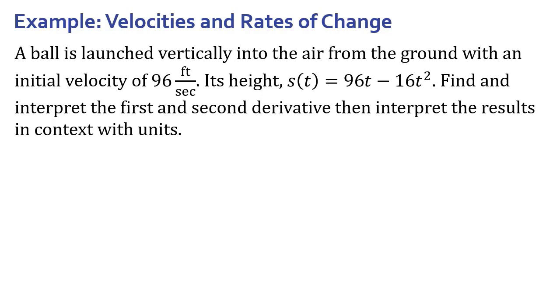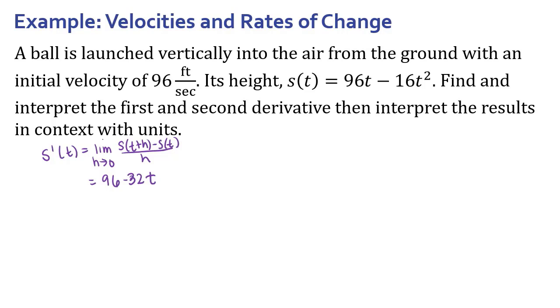Okay, so if I were to find that first derivative, it's going to be taking the limit as h approaches 0 of s of t plus h minus s of t all over h. If you go back to the last section, we actually did this, and we ended up finding that the answer was 96 minus 32t when we expanded that whole thing out. Okay, so there's our first derivative.